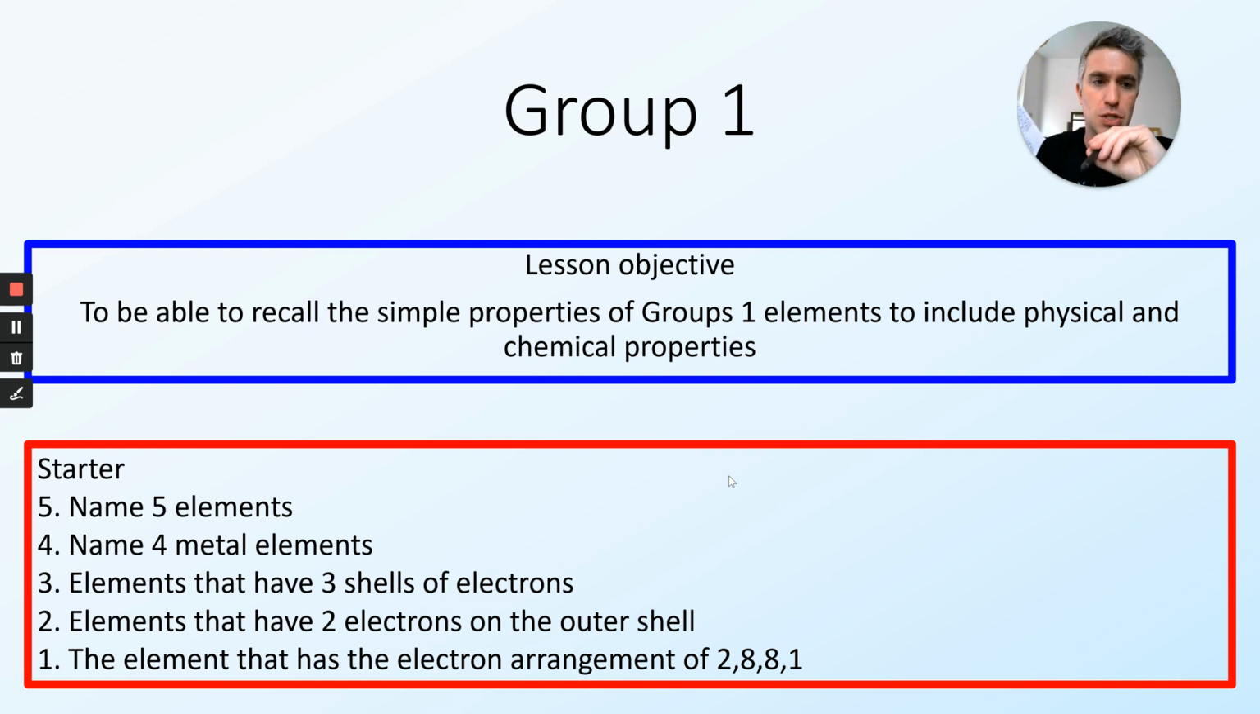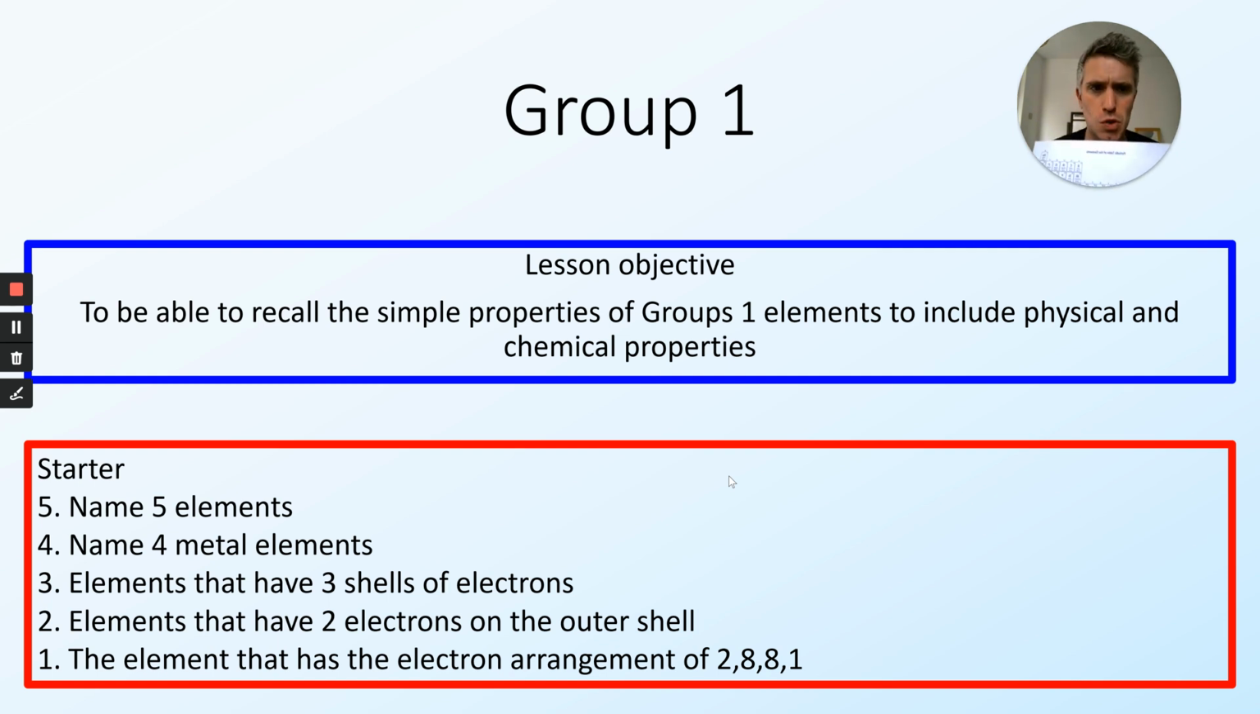Elements that have 3 shells of electrons. Well, when you're looking at your periodic table, hopefully if you remember, going across are the periods. So period 1 just has hydrogen and helium in it. Period 1 has 1 shell. Period 2, lithium, beryllium, boron, carbon, nitrogen, oxygen, fluorine, neon. That has 2 shells of electrons. And period 3, sodium, magnesium, aluminium, silicon, phosphorus, sulfur, chlorine, and argon. Any of those have 3 shells. If you wrote any of those, that would have been fine. Question number 3.